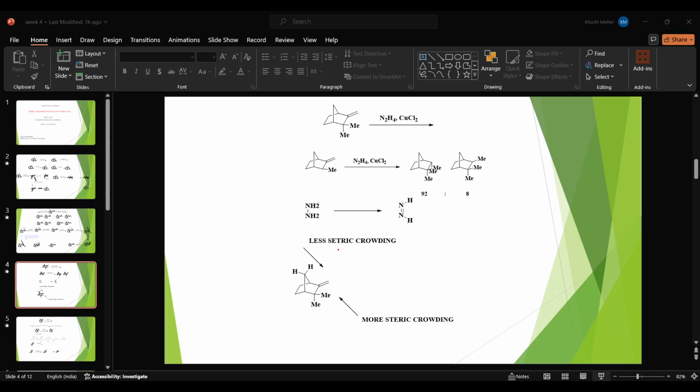But in this particular case, what will happen? The question is: what is the relation between the product P that will be formed and the product Q that will be formed? What is the relation?